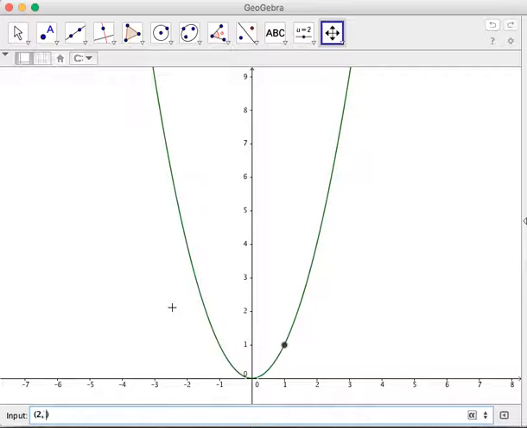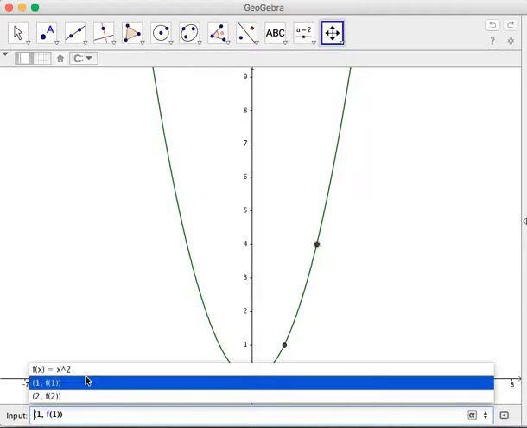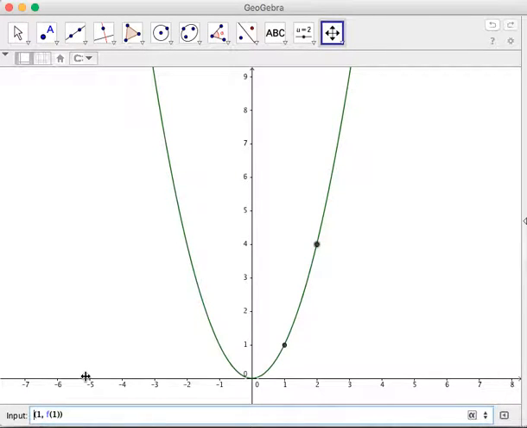However, pag sinabi ng 2, f of 2, ano nang mangyayari? So, 2 yung x natin, tapos yung y natin, what is f of 2? Ang f of x natin is x squared, so 2 squared is 4. So, magiging 2, 4 yung point natin.